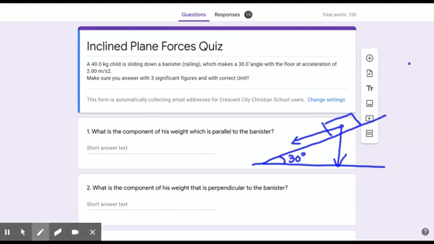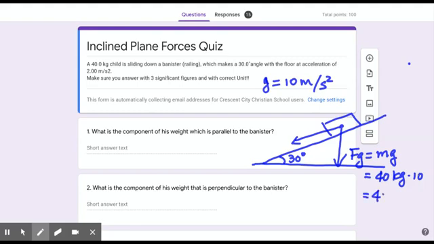So what we have is the gravitational force equal to m times gravity. I will just assume the gravity is 10 meters per second squared. Our mass is 40, so 40 kilograms times 10, and you get 400 Newton.